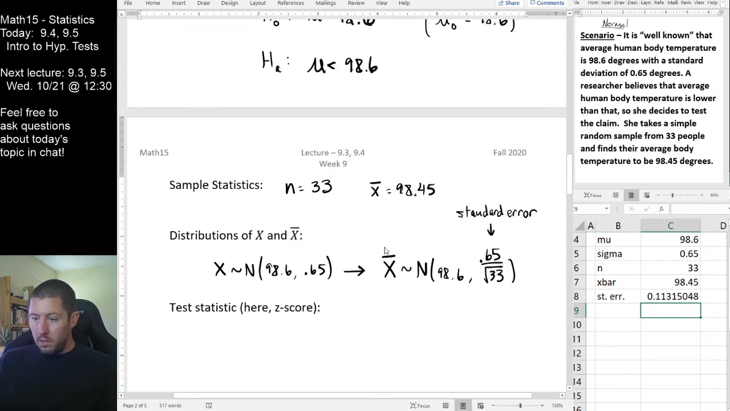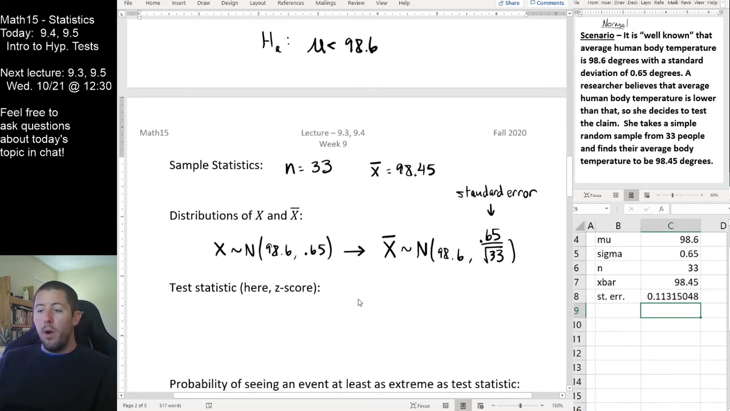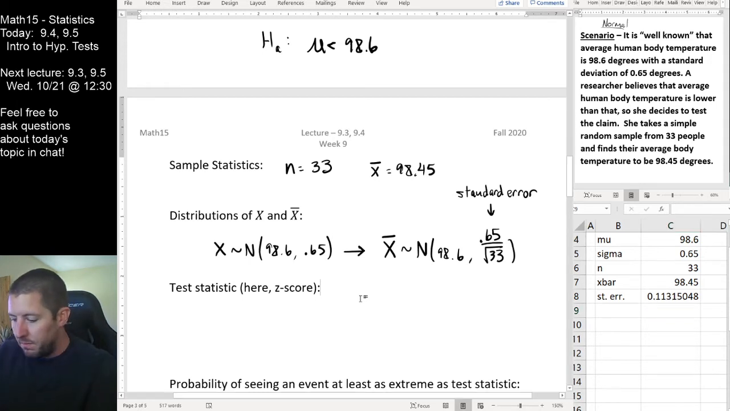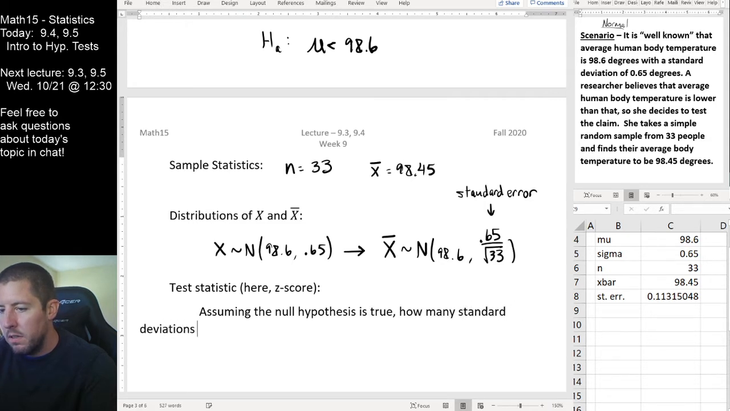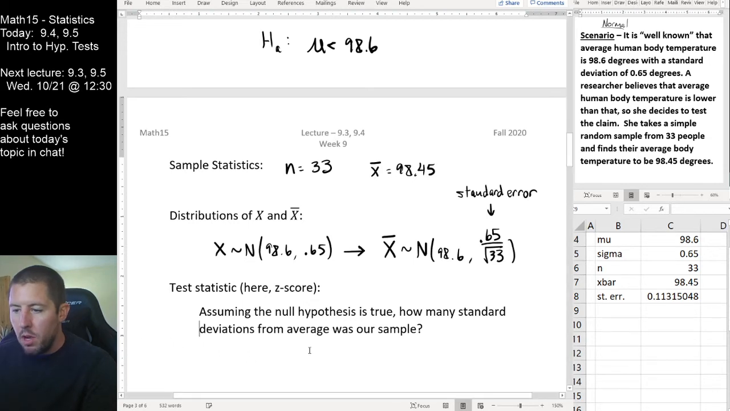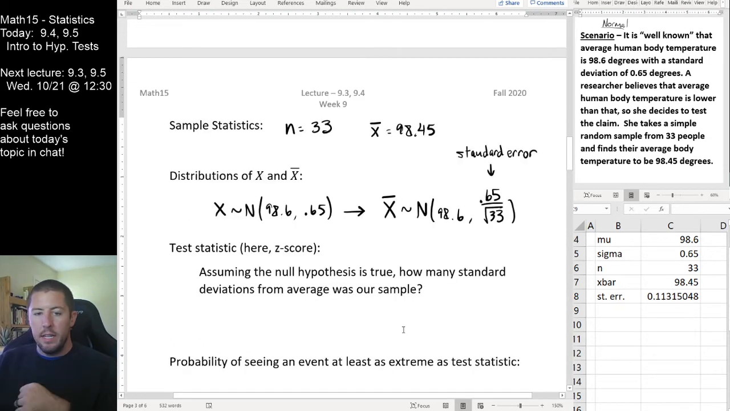Now what we want to do is compute the probability of seeing an event that looks like this. What I'm thinking to myself is I want to know how many standard deviations away from normal is our sample. Assuming the null hypothesis is true, how many standard deviations from average was our sample? I'm going to write this out by hand. I am also going to compute this in Excel over here.